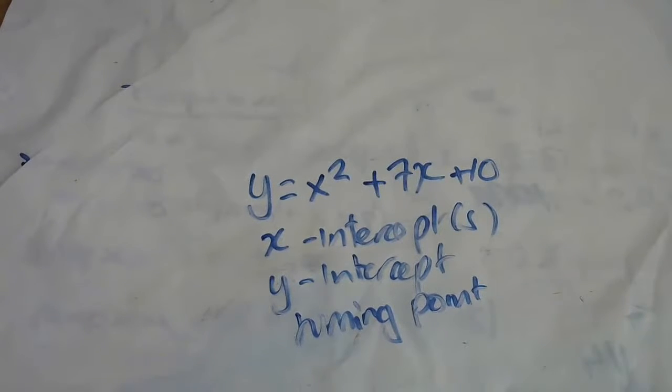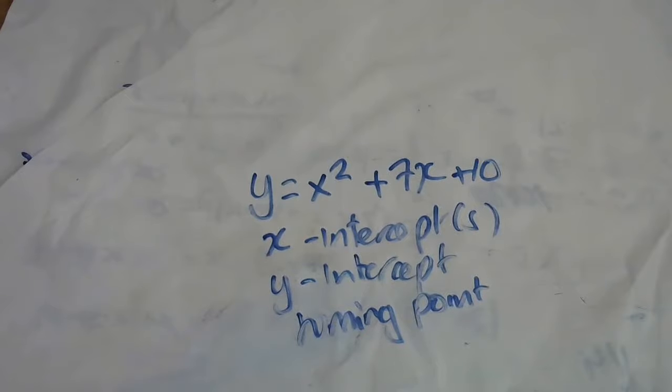So the question was, sketch y equals x squared plus 7x plus 10. Tell me where the x-intercepts are. If there are two of them, we don't know, we're going to find out. Where is the y-intercept? There'll only be one of those. And where the turning point is. Okay? If you're struggling with any of that, you need to write down in the chat box that you are.